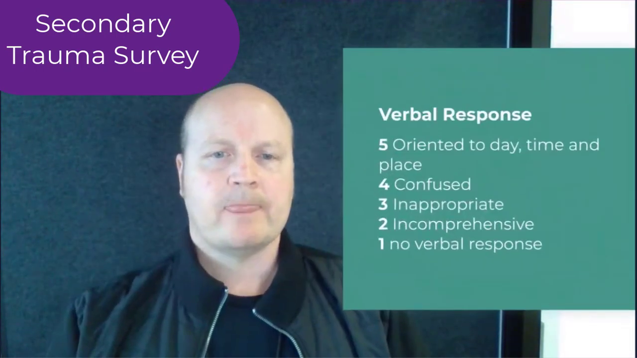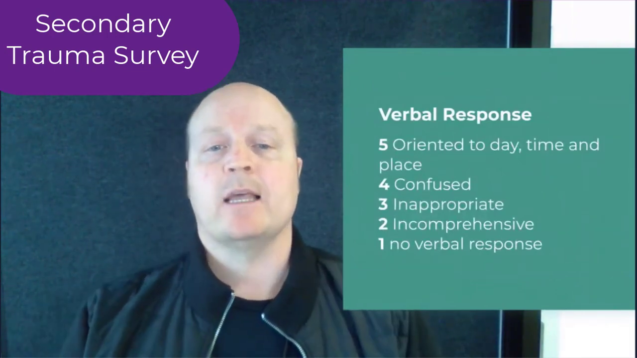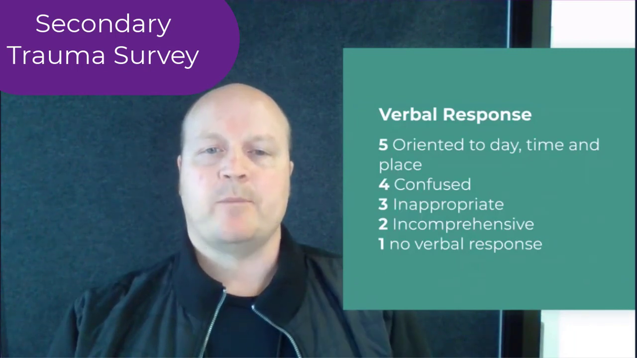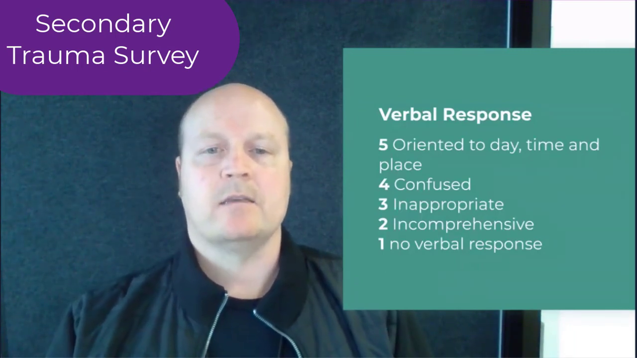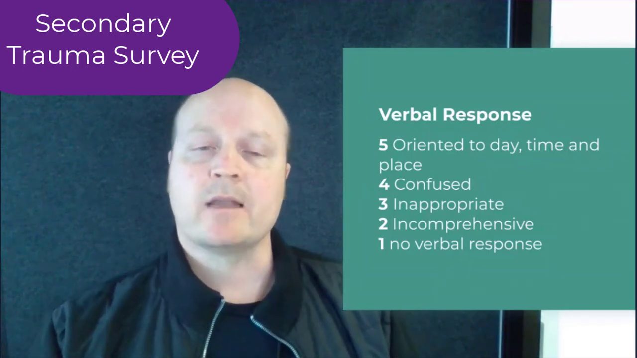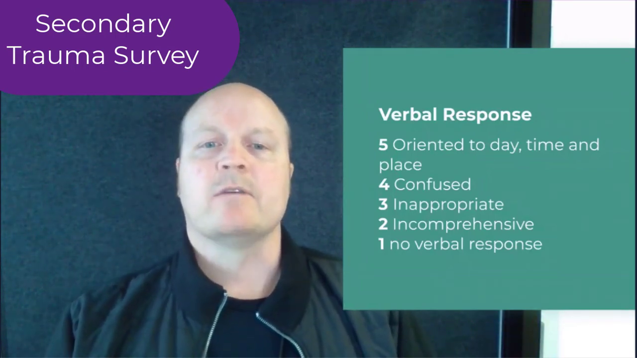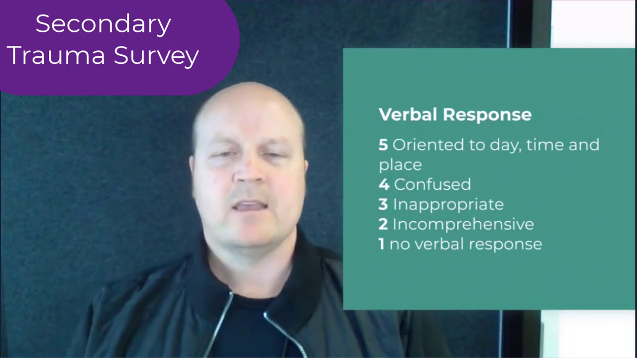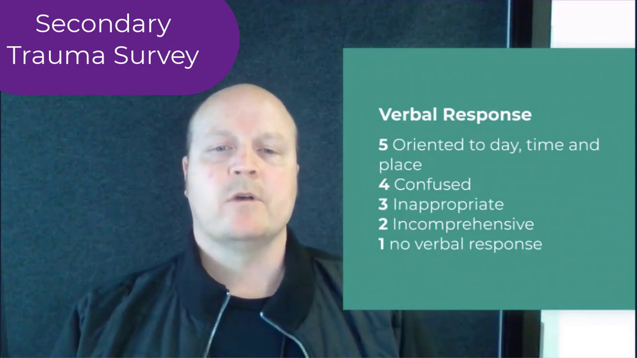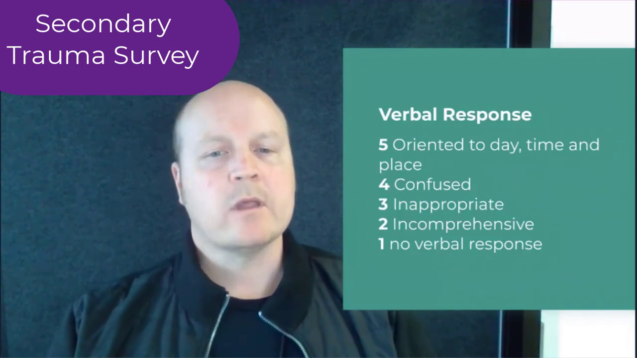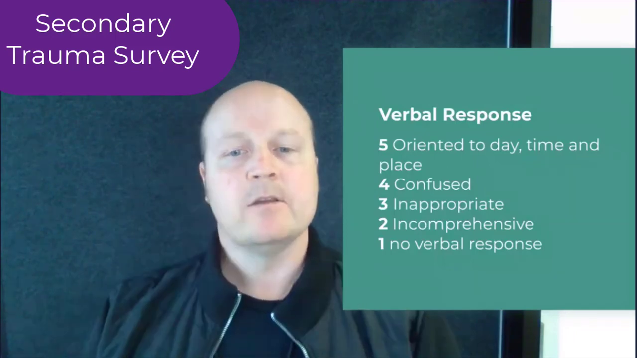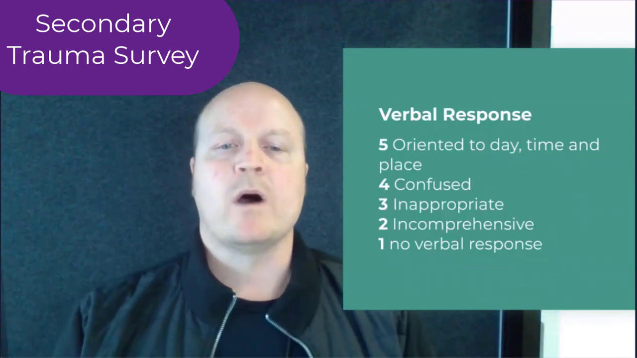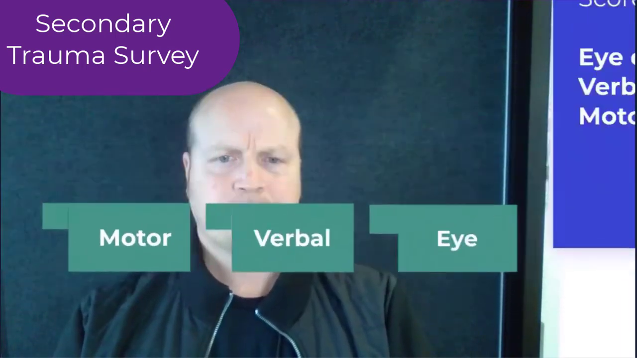Then for verbal, are they orientated to the day, time, and place to get a 5? So you could be talking to someone and they could appear coherent and articulate, but they could think they're in Buckingham Palace and they're visiting the Queen. So therefore, they wouldn't be a 5, they'd be a 4, confused. And then 3, it can either be very confused or inappropriate words. Where are we at the moment? Apple pie. And then 2 is incomprehensible, so moans and groans. And then 1 would be no verbal response.